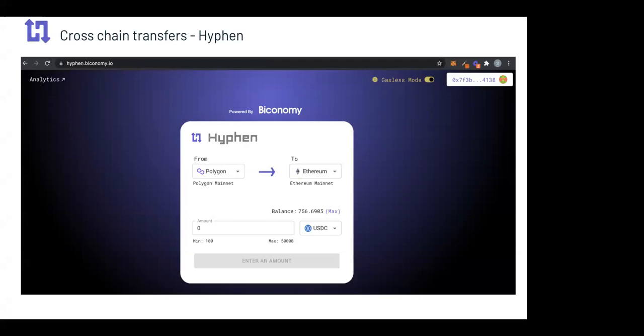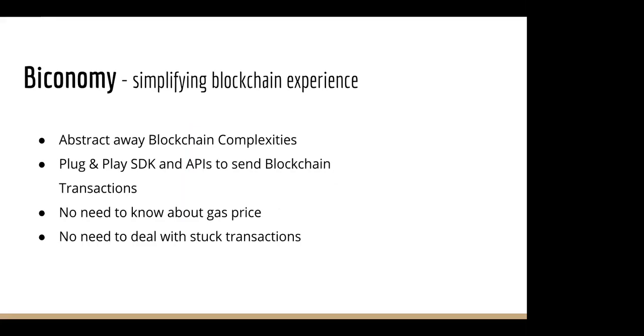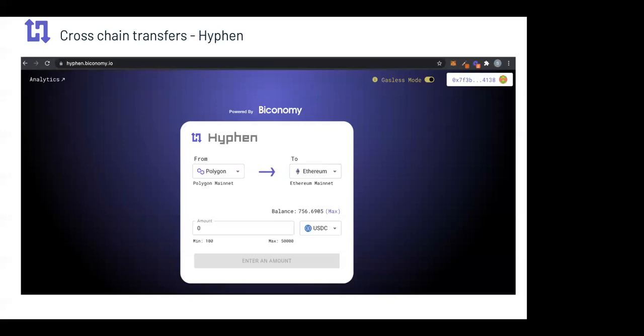As I mentioned, we have this SDK and APIs to easily send blockchain transactions on one chain. And then since more chains are coming, we have another product that is solving the cross chain transfer of funds. So you can easily move your funds from one blockchain to another.